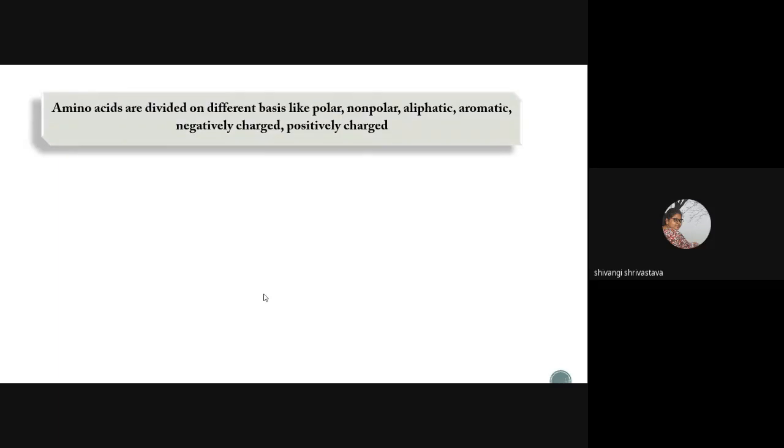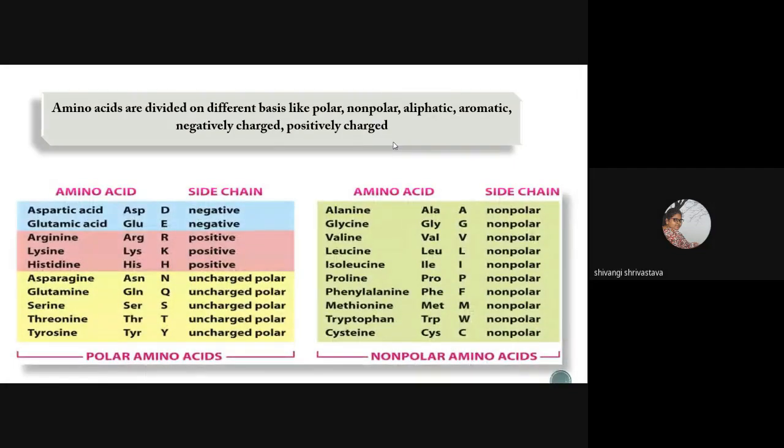After the amino acid, we should know about the side chain, and because of that side chain, an amino acid's behavior will change. It depends on the different types of amino acids: polar, non-polar, aliphatic, aromatic, negatively charged, and sometimes positively charged. Here are the 20 amino acids, which contain all types, like aspartic acid and glutamic acid, which are negatively charged and come in polar amino acids, and these are positively charged, which also come in polar amino acids, and these are non-polar amino acids.